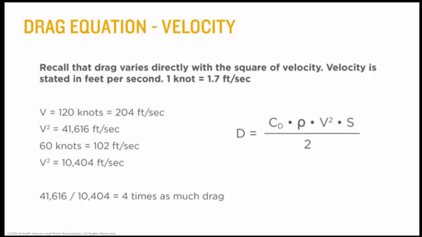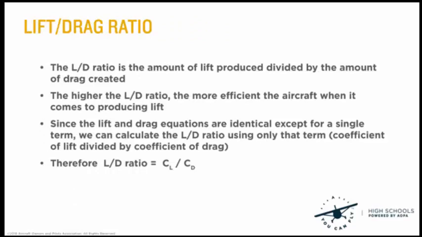So, is it necessary to know exact speeds at all? What do you think? No, not really. We can make the calculation using knots, but only because the rest of the variables were held constant. So we can determine the relationship between airspeed and drag just by looking at the equation without need for specific numbers. Alright, so lift to drag ratio.